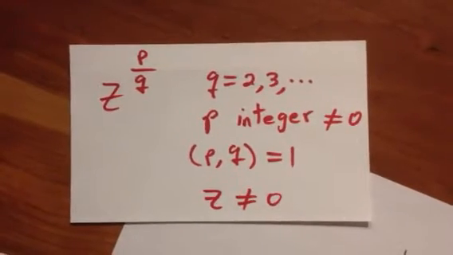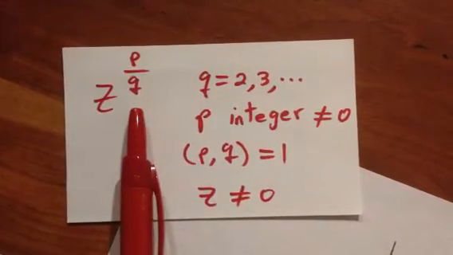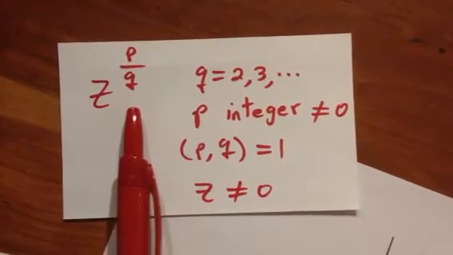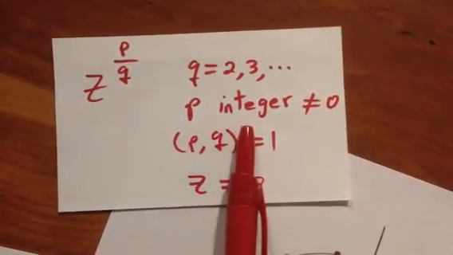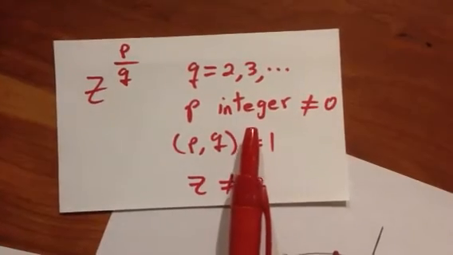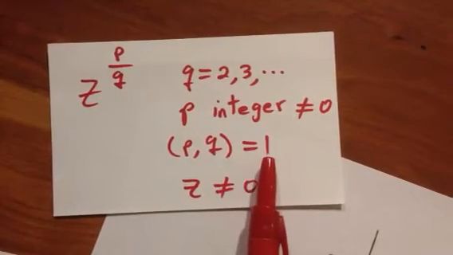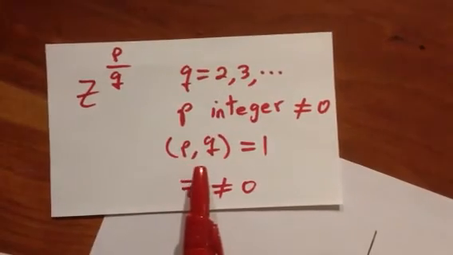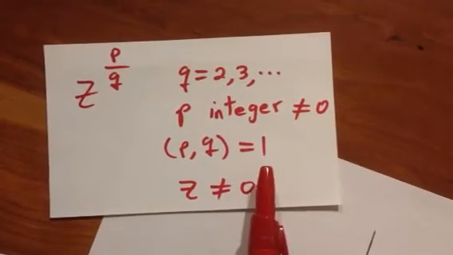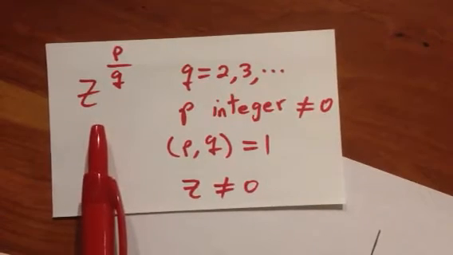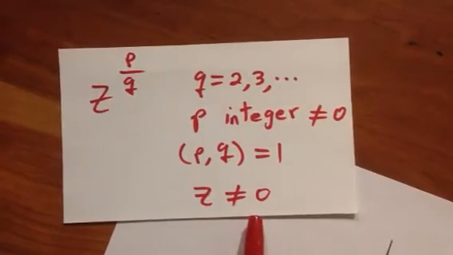This is case 2 in general. z is raised to the power p over q, where q is an integer greater than 1, p is a positive or negative integer, not 0, and p and q are relatively prime. In other words, the greatest common divisor of the two is the number 1. And this power function is defined for every complex number z except 0.